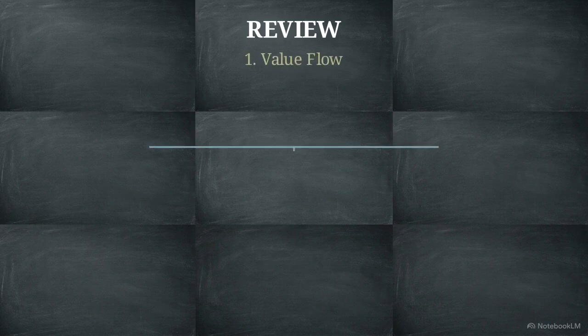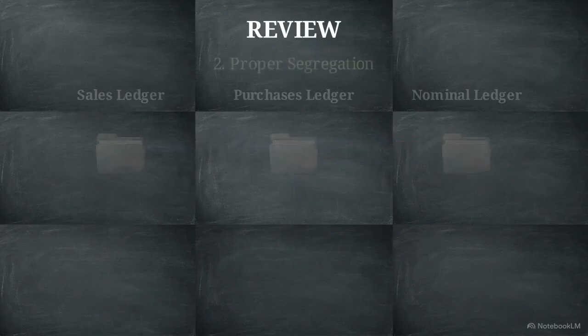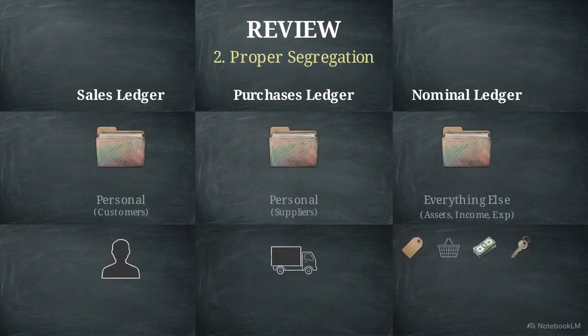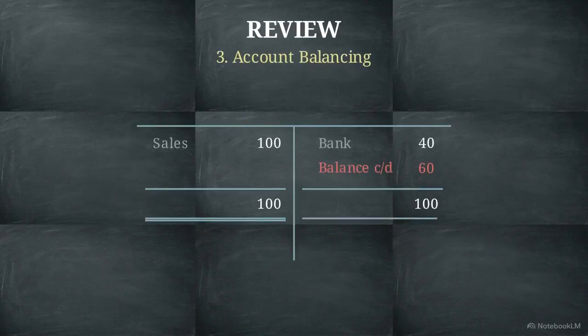You can use this summary for your review. 1. Debit the receiving account and credit the giving account. 2. Use sales and purchases ledgers for personal accounts and the nominal ledger for everything else. 3. Record balance CD on the smaller side, then move it below the totals as balance BD.